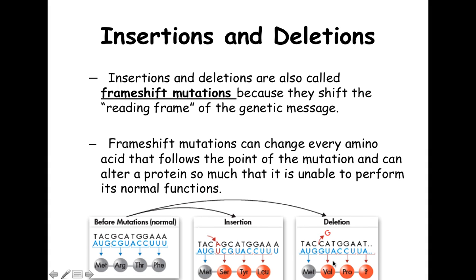With the deletion, it's kind of the same thing. We remove that G, and so we have two new amino acids, but we're actually short an amino acid here because we don't have a third base to read in the codon. So they can change every single amino acid. That's why frameshift mutations are actually more dangerous than, let's say, a substitution. It can alter a protein so much that it's unable to perform its functions, which means that maybe a process wouldn't happen, or some other dire consequence. Maybe an enzyme doesn't work, and you can't digest certain things.